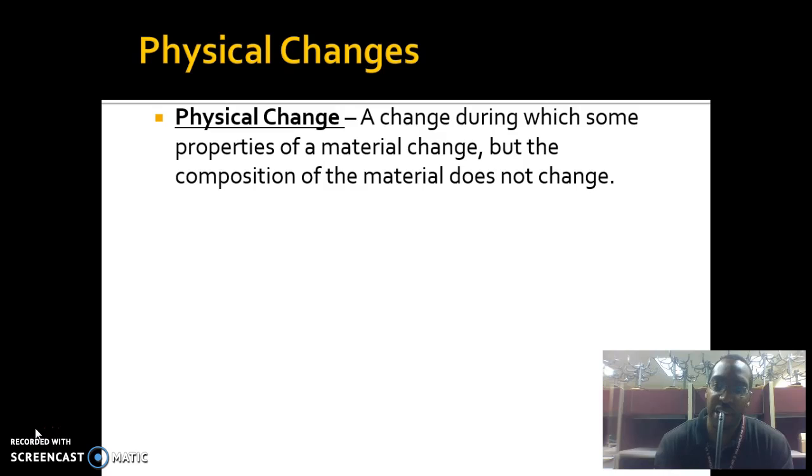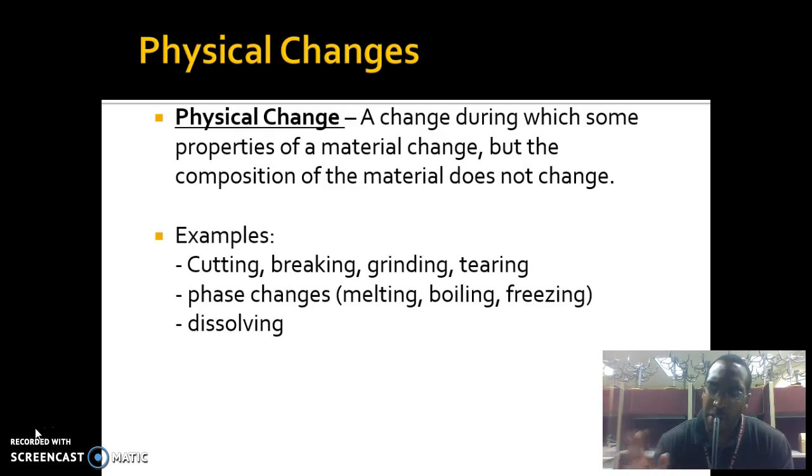So the first thing we're going to talk about is a physical change. A physical change is a change during which some properties of a material change, but the composition of the material does not change. In other words, the material itself or the substance doesn't change. Some examples of physical changes are cutting, breaking, grinding, or tearing things. Like if you tear a piece of paper in half, it's still paper. It's not something different. If you cut your hair, it's still hair. A physical change may change the visual outlook, but doesn't change the composition.